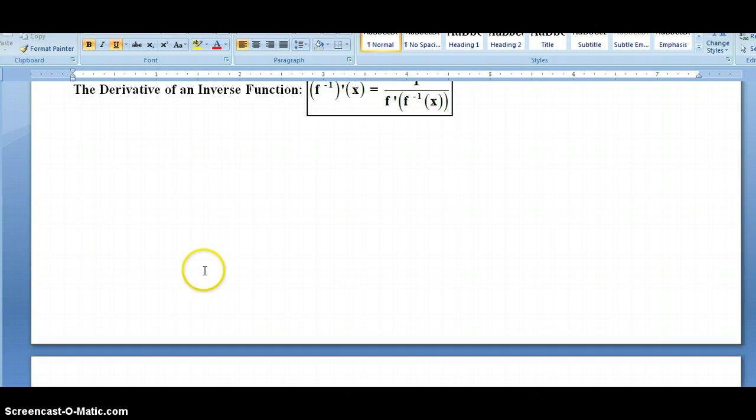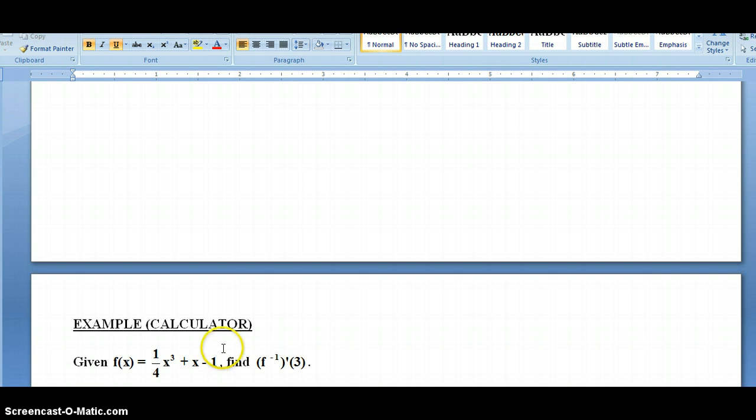Well, these questions are almost always going to require a calculator, and on the bottom here is an example. So given the function f of x equals 1/4 x to the third plus x minus 1, let's go ahead and find the derivative of the inverse of that function at 3. Now the thing you have to remember is that 3 there represents 3 on the inverse function, not on the function itself. So we can't just take 3 and substitute it in for x.